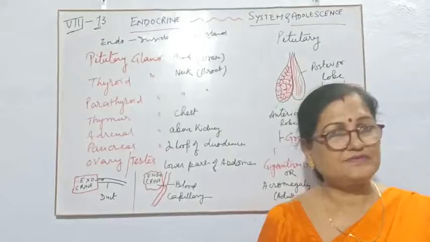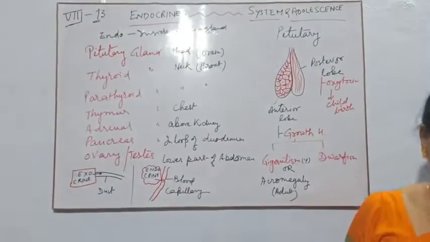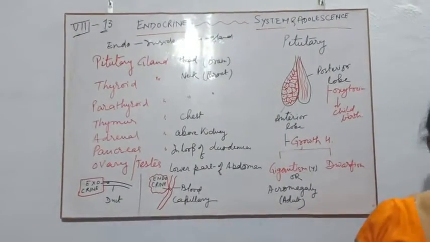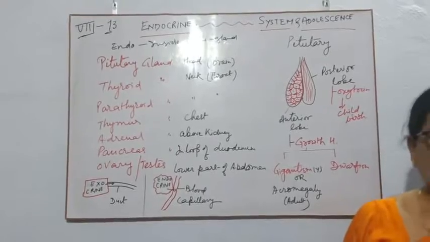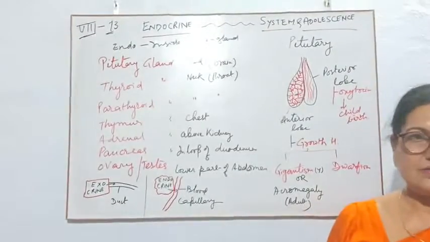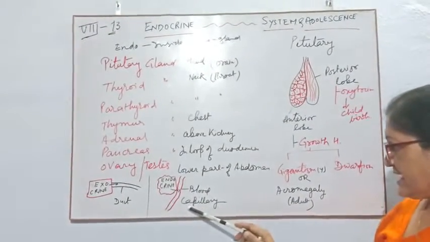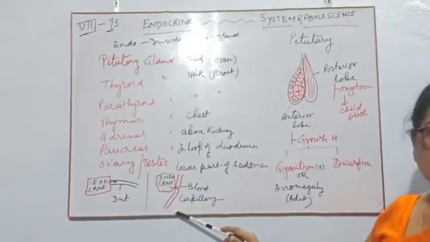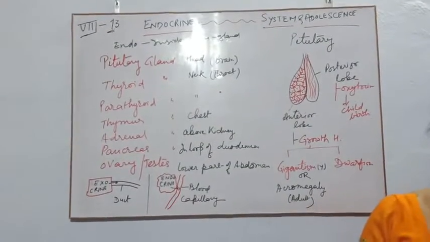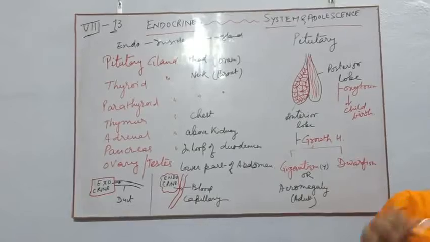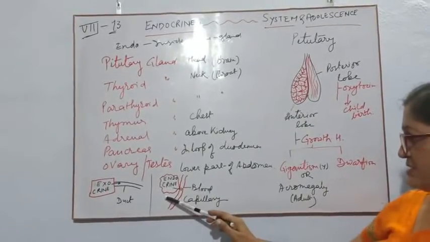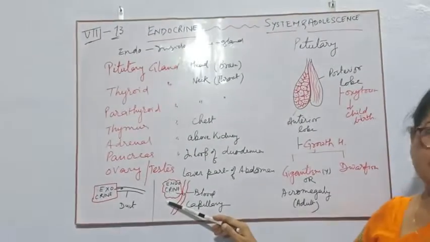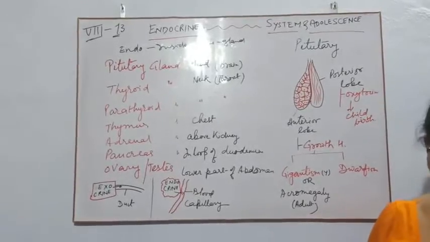Children, everyone has seen a cordless phone. There is no wire, but it has a limit to catch the wave and you can talk with it. So ductless glands, or the endocrine glands, are also like that. They secrete their secretion into the nearer capillaries. This is the endocrine part.